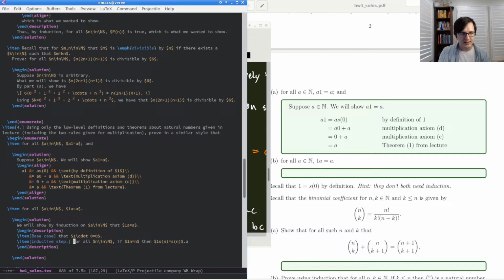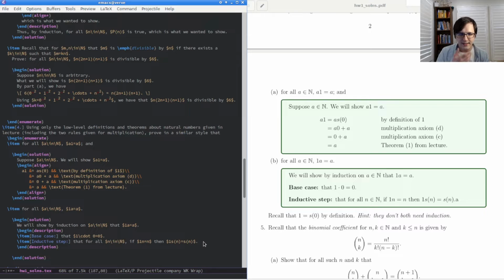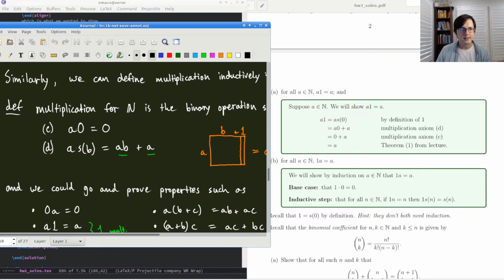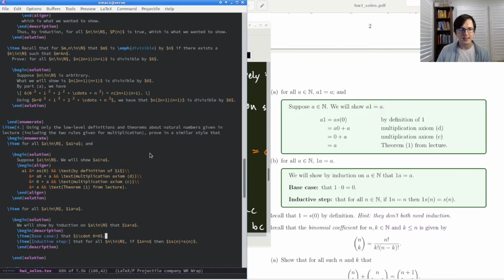And maybe this is a better way to format it. It's always good to think about new ways. Yeah, I think that seems clear. Okay. So 1 times 0 equals 0. That is just axiom C. This is axiom C, and that's it.